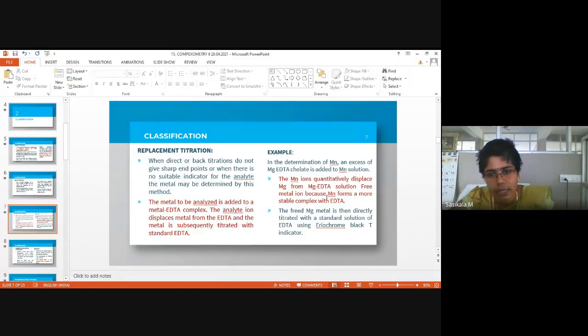Why is it done? Manganese does not form a stable complex with EDTA well, whereas magnesium does. So we form a complex with magnesium first, then this is displaced by manganese, and the released magnesium will be titrated back with EDTA. The freed magnesium is then directly titrated with the standard solution of EDTA using eriochrome black T as indicator, EBT. What is the indicator name?